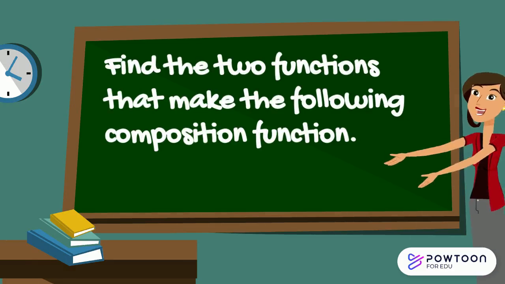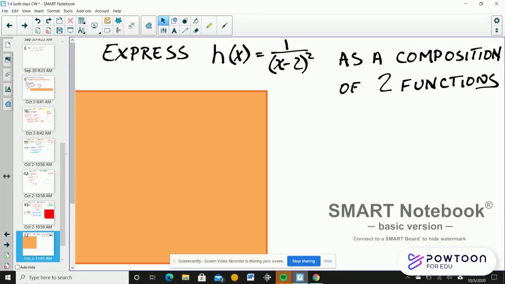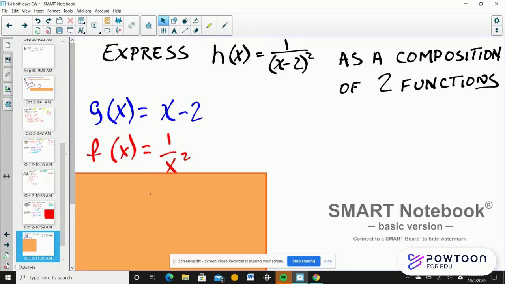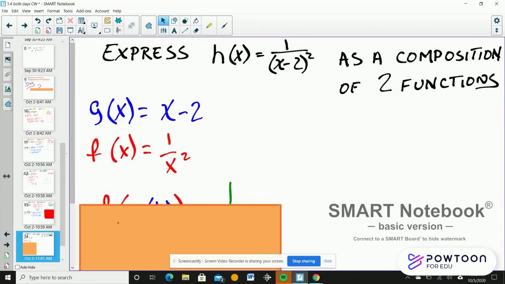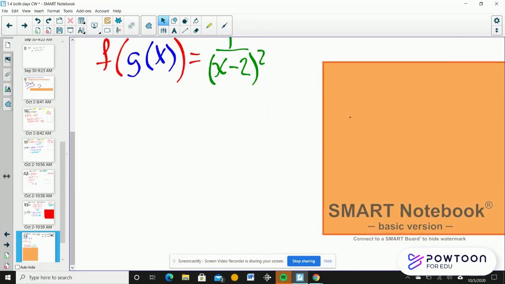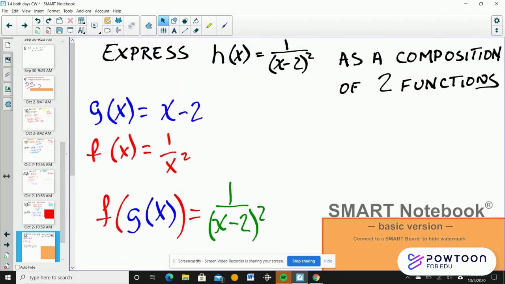Now, find the two functions that make the following composition function. To express h of x as a composition of two functions, it's just a matter of letting one function equal x minus 2. The second function will equal 1 over x squared. So when we take the composition of f of g of x, we get 1 over (x minus 2) quantity squared.